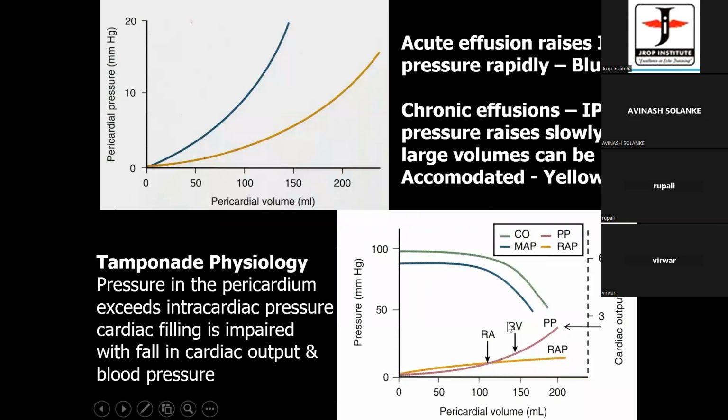Now, these two slides tell you two different things: pericardial pressure versus pericardial volume. The gist of these two slides is that pericardial tamponade depends on the rapidity with which the pericardial fluid collects. If the rapidity of fluid collection is very high, collecting so quickly that intrapericardial pressure reaches more than intracardiac chamber pressure, we'll always land up with what?